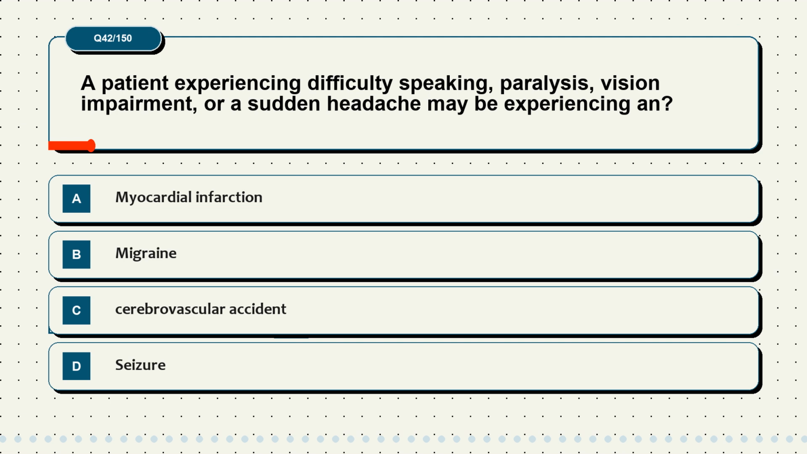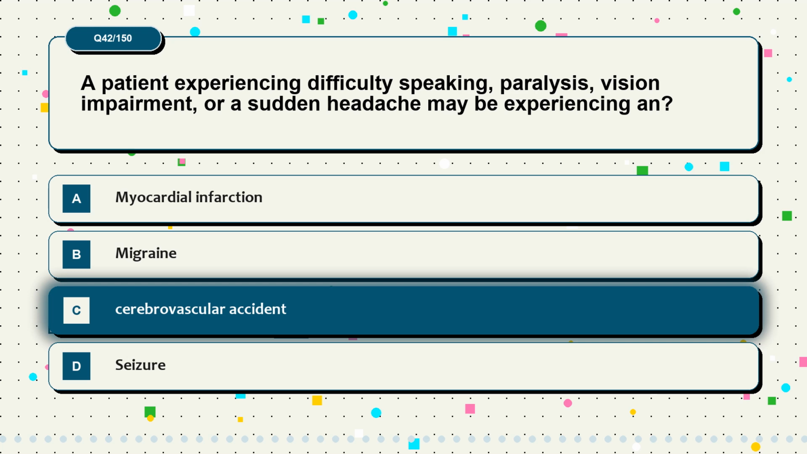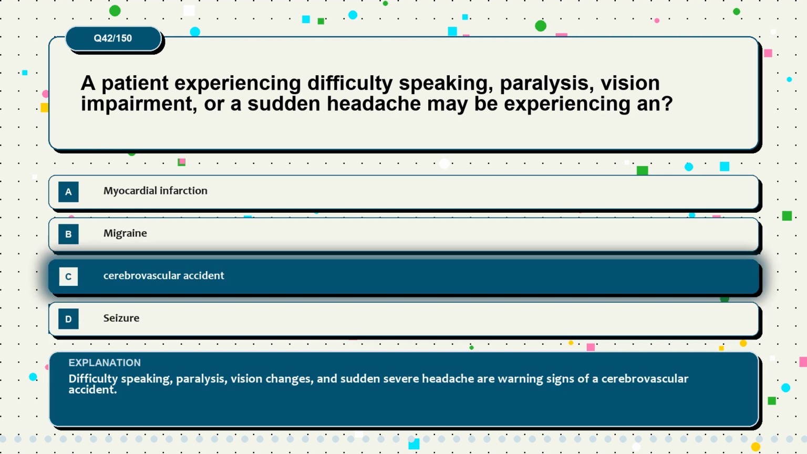Question 42. A patient experiencing difficulty speaking, paralysis, vision impairment, or a sudden headache may be experiencing an. Here are the options. Option A. Myocardial infarction. Option B. Migraine. Option C. Cerebrovascular accident. Option D. Seizure. The correct answer is option C. Cerebrovascular accident. Difficulty speaking, paralysis, vision changes, and sudden severe headache are warning signs of a cerebrovascular accident.